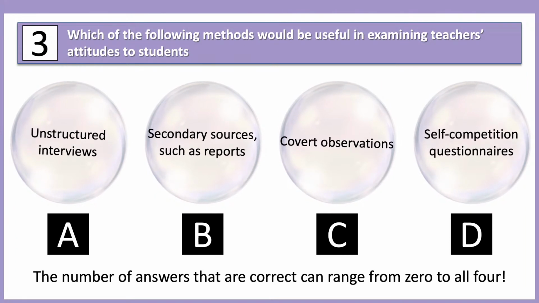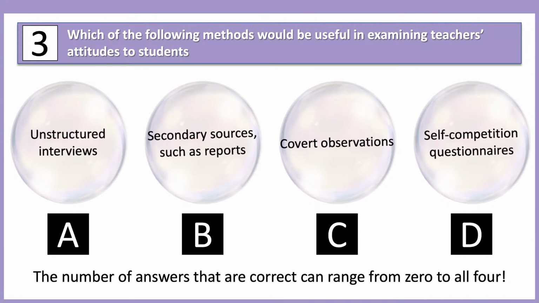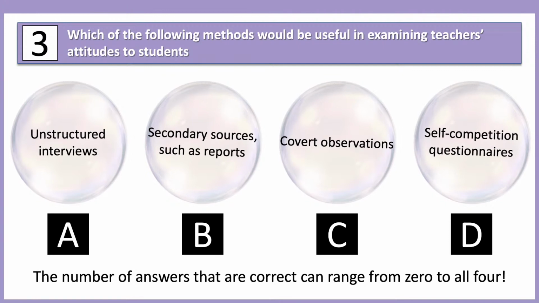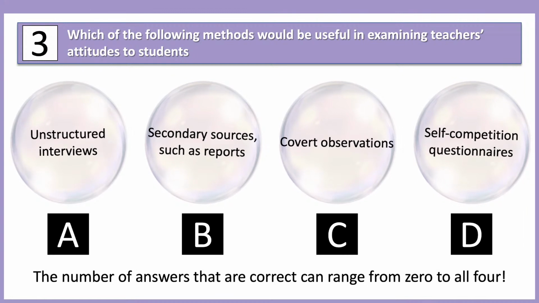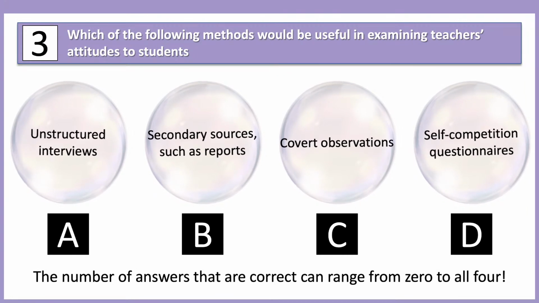Question number 3: which of the following methods would be useful in examining teachers' attitudes to students? Would it be A, unstructured interviews, B, secondary sources, and I've used an example here, teachers' reports. This can be disciplinary reports. It could be reports on students' performance, C, covert observations, or D, self-completion questionnaires. Which of the following methods would be useful? And again, there's between 0 and 4 correct answers.